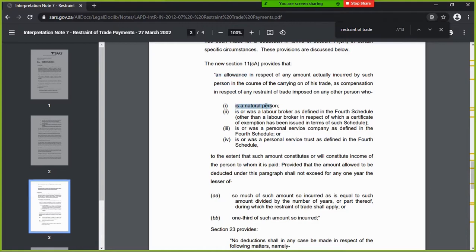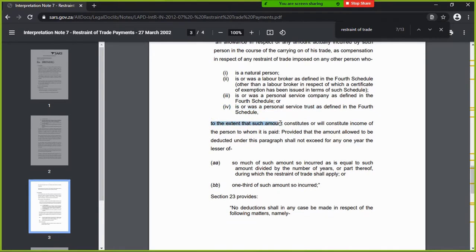Okay, so you must be a natural person who is or was a labor broker, is or was a personal service company, is or was a personal service trust. Notice, to the extent that such amounts constitute or will constitute income of the person to whom it is paid. So in other words, if you're getting the restraint of trade, it's obviously seen as income, then a portion of it will be deductible. What is the portion that will be deductible? So much of such amount, so incurred, as equal to such amount divided by the number of years or part thereof during which the restraint of trade shall apply, or 1/3 of such amount.